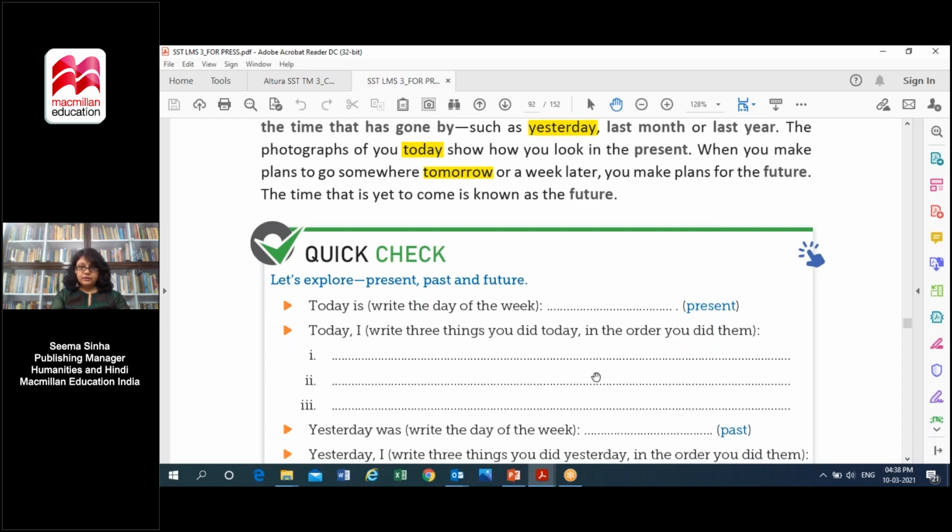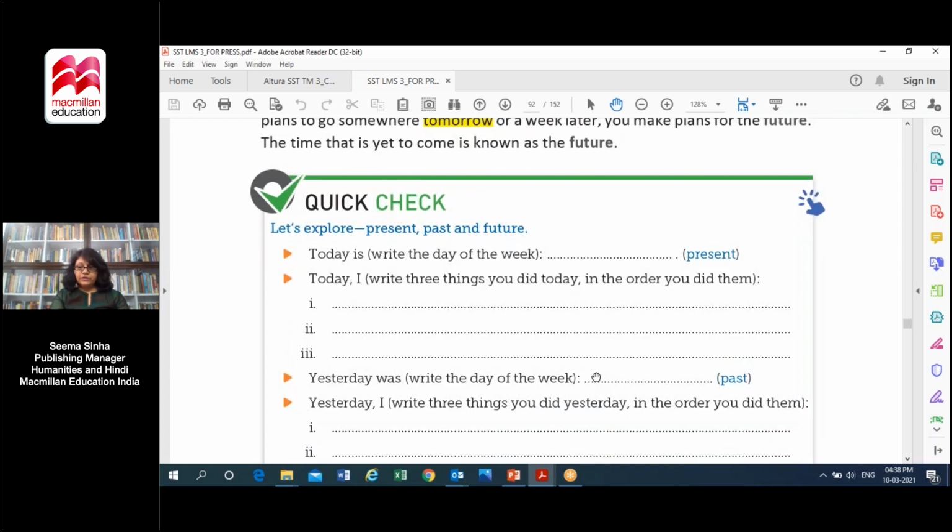Today is the day of the week. Then yesterday was the day of the week. So the question, answers will vary again. The time past, present, and future mentioned in brackets will help them know that the activities they did or will do is a part of their past, or present, or future.